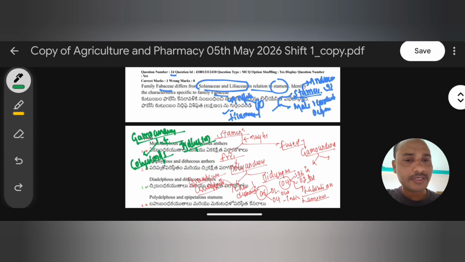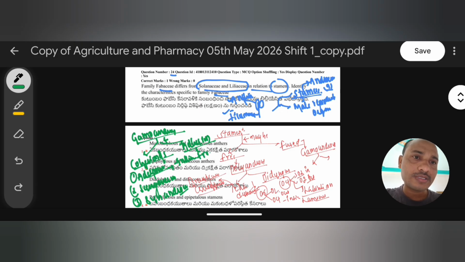In cohesion of stamen, again we have three different types. Very important. They are adelphous, the second one is syngenesious, and the third one is synandrous. Adelphous means only the filaments are fused and the anthers are free. For example, here we have a group of stamens in which the filaments are fused like this, but their anthers are free. Such a condition is called adelphous.